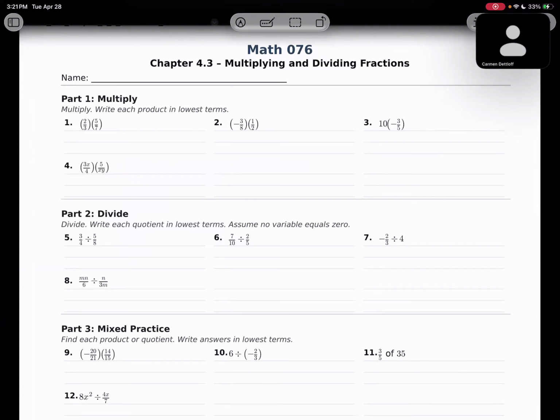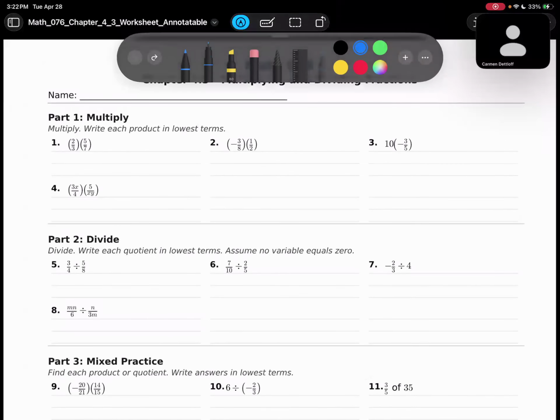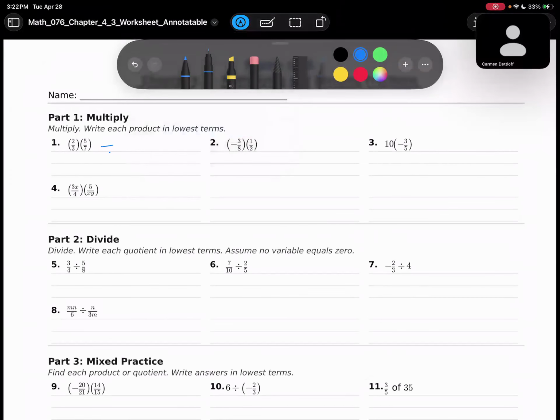So when we multiply and divide fractions, we multiply the numerators times each other, we multiply the denominators times each other, and then, if possible, we reduce. So right here, I'm going to say this is equal to 5 times 2, 2 times 5, all over 3 times 7. 2 times 5 is 10 over 21.